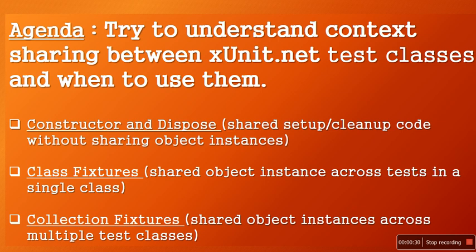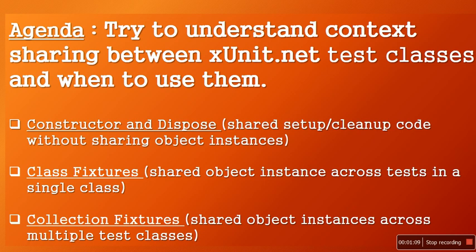Inside constructor and dispose, you can share your context without sharing object instance. So you can set up your code, you can clean up your code without sharing object instance. And inside the class fixture you can share your object instance across the test methods, means in a single class. You can share your context with the multiple test methods in a single class.